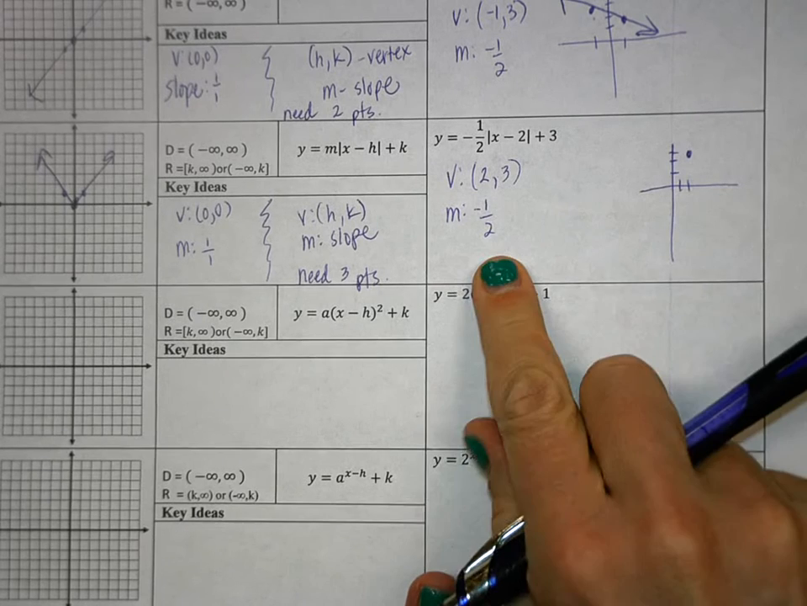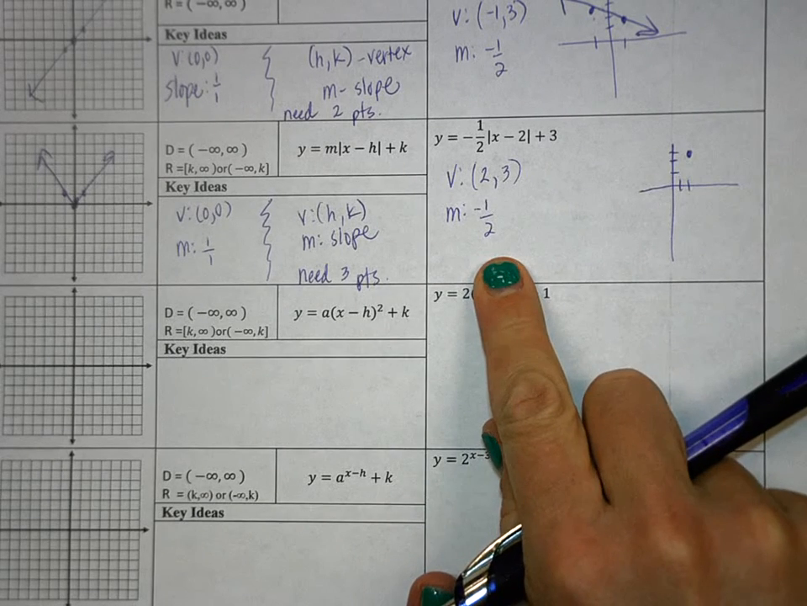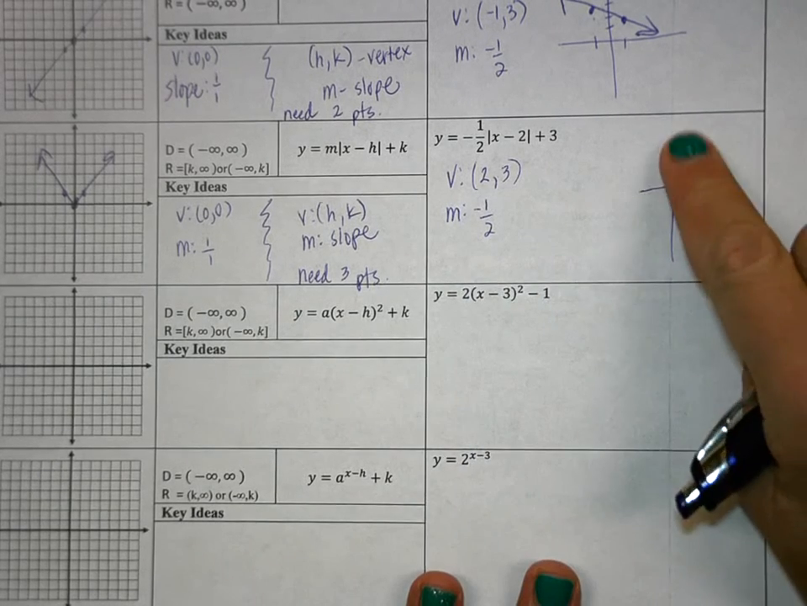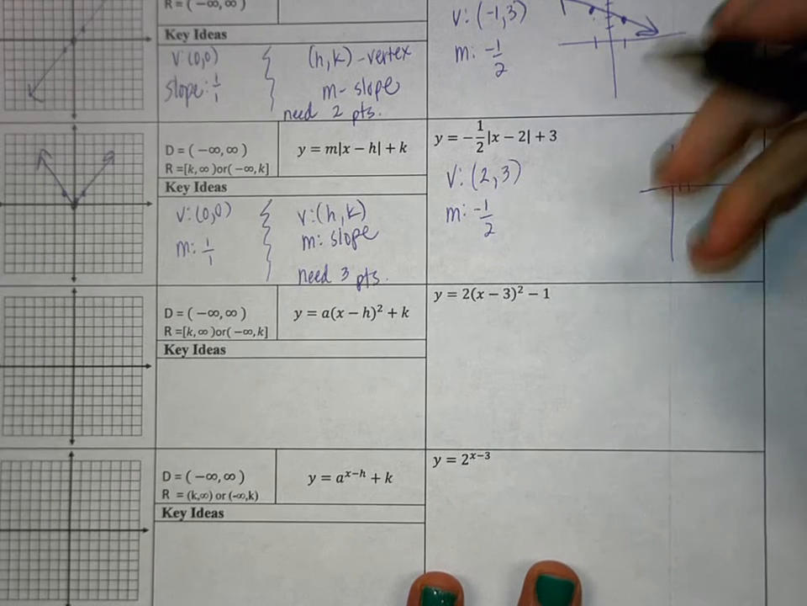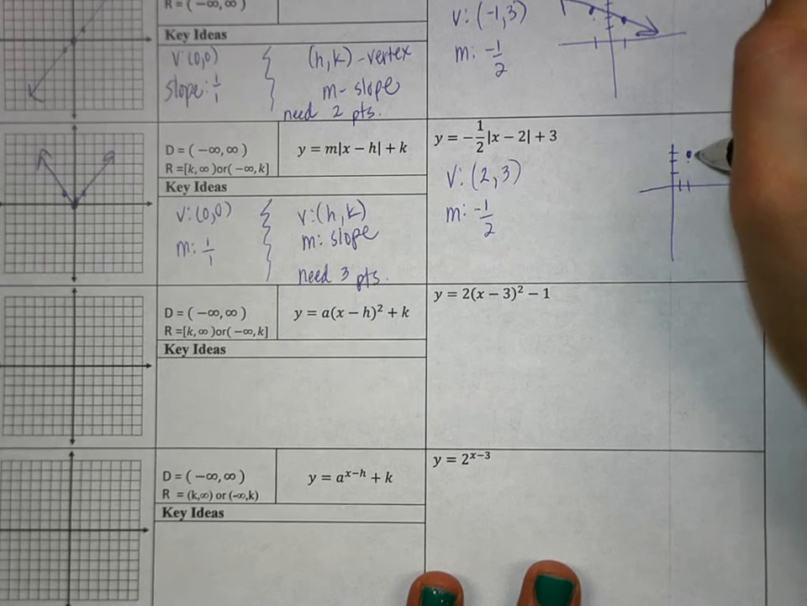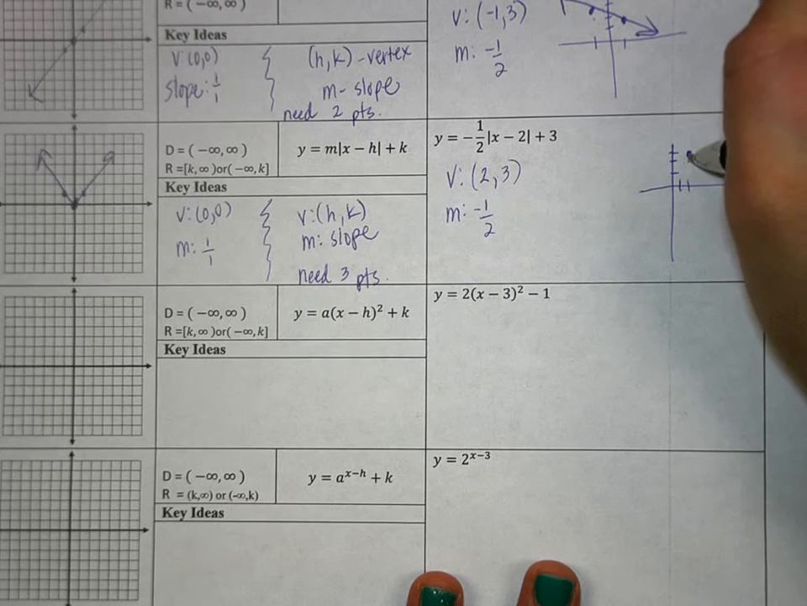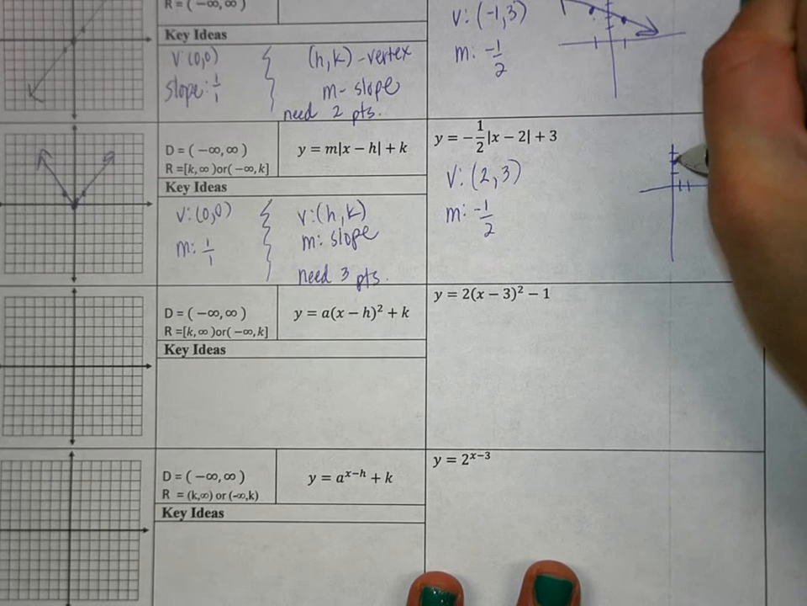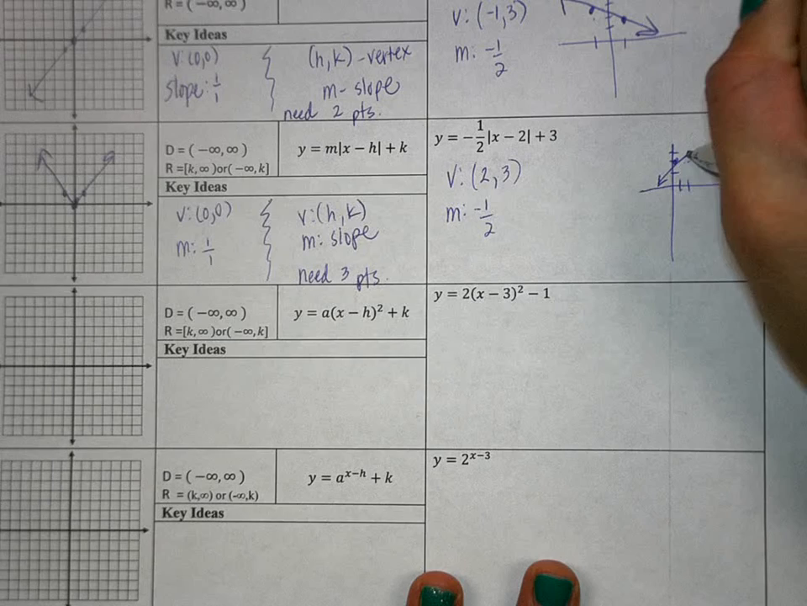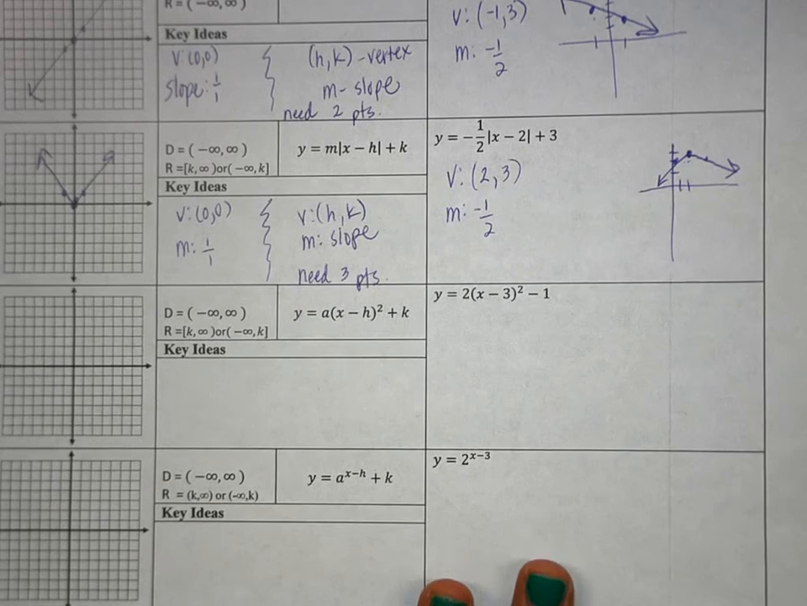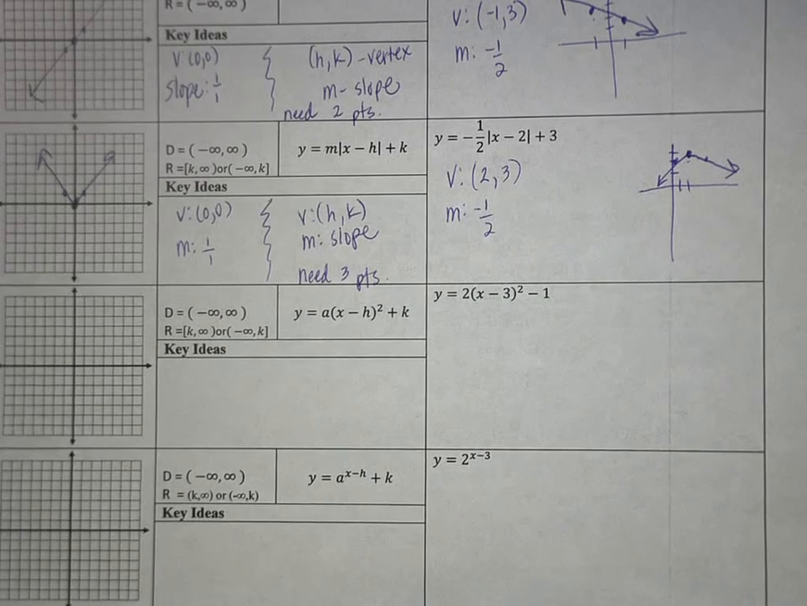Okay, from there we use our slope, and since we're making a V, we're going to go negative 1, right 2, and negative 1, left 2. And so from here, go down 1 and right 1, 2, and down 1 and left 1, 2. And so that is your absolute value graph. Okay, any questions there?